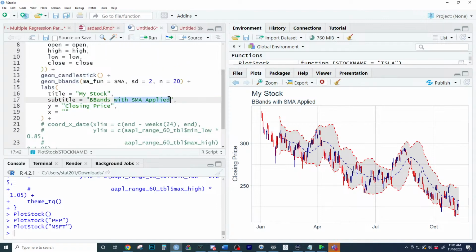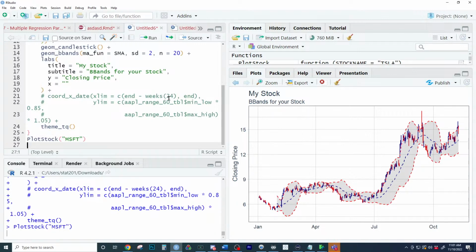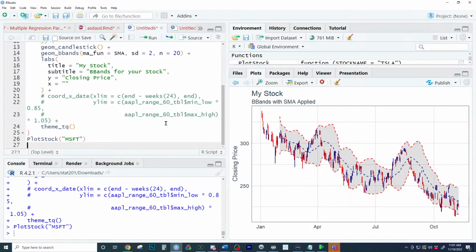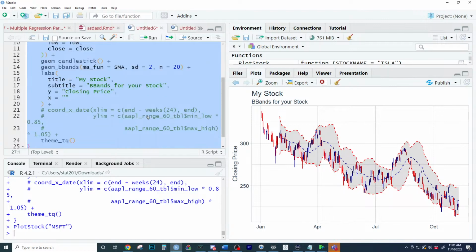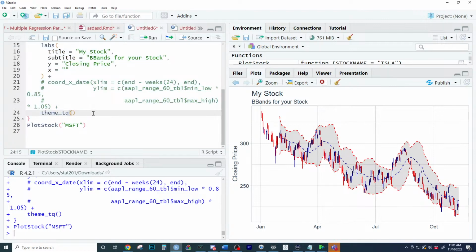For your stock, say what's going on with such and such. There you go. Oh wait, it wasn't changing. I have to rerun the function. There we go. Where did you pull that data from? Is it interactive? We're trying to make it interactive. Let me try to make it interactive real quick.